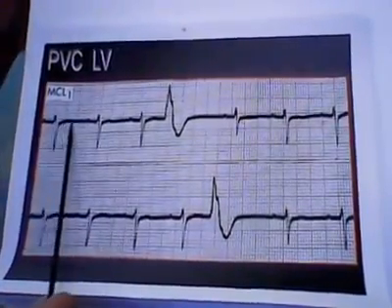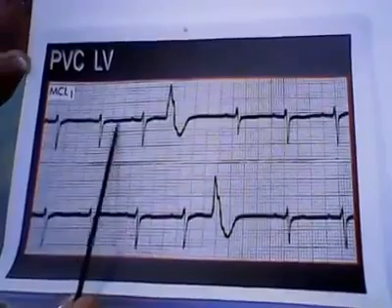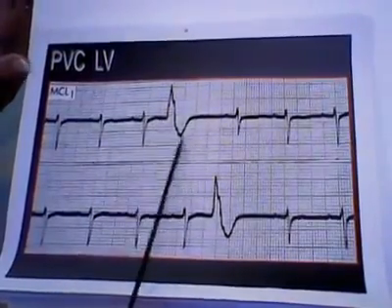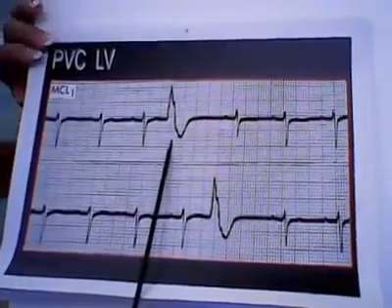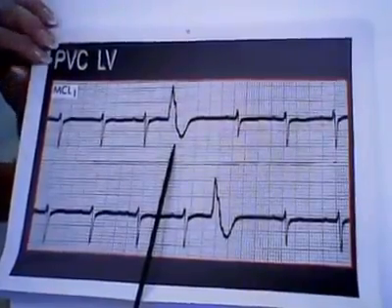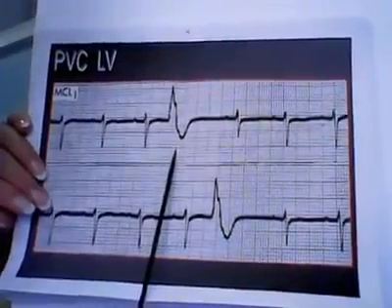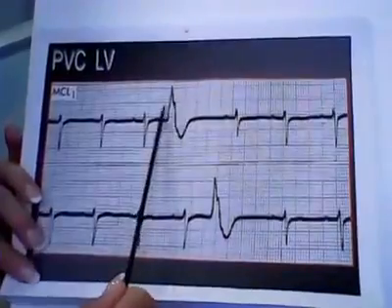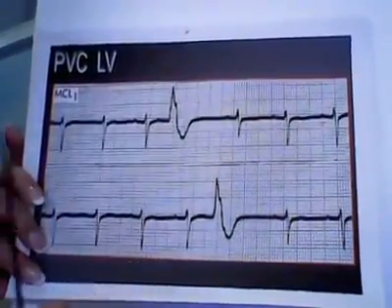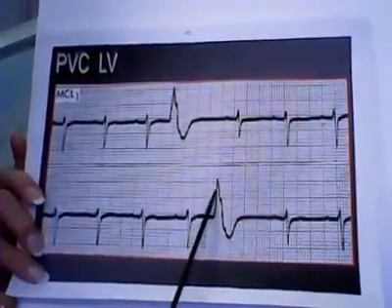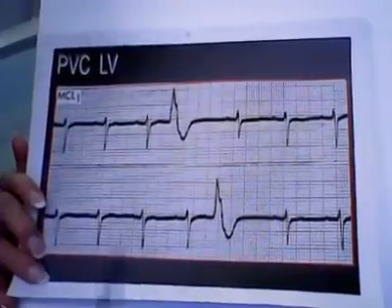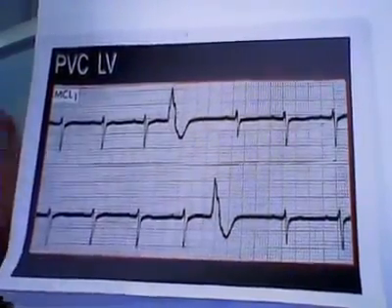Okay, P wave, QRST, P, QRST, P, QRST, and he does this. This is a PVC from the left ventricle. How do I know? We have big mountain. When you have big mountain, you have big problem. These are PVCs from the left ventricle.